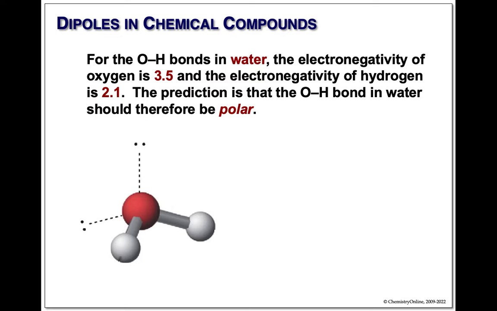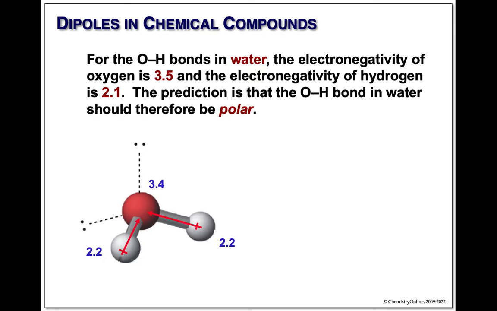Remember we said there's a difference in electronegativity between the hydrogen and the oxygen. That means that each of these bonds is going to be polar. So we have a dipole here and a dipole here. Now, because water is bent, one side of this molecule is going to be electron deficient, and the oxygen is going to be electron rich.